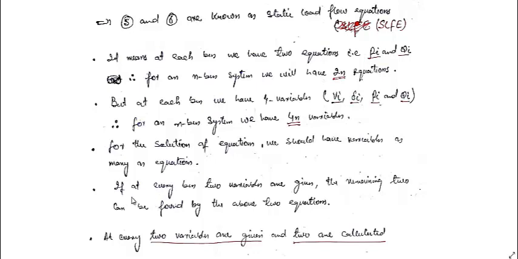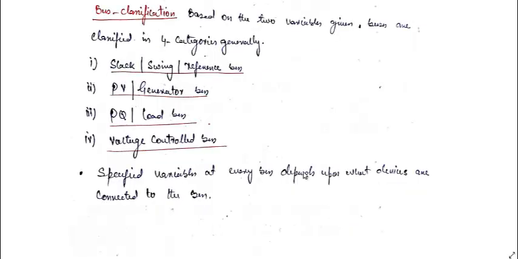So to counter that, at every bus, two variables are given. The two remaining can be found from the equations. So at every bus, two variables are given and two are calculated. It is because of this that we are able to find the solution of the load flow. Otherwise, it is very difficult because we have four variables and only two equations. Based on the two variables given, buses are classified generally into four categories.